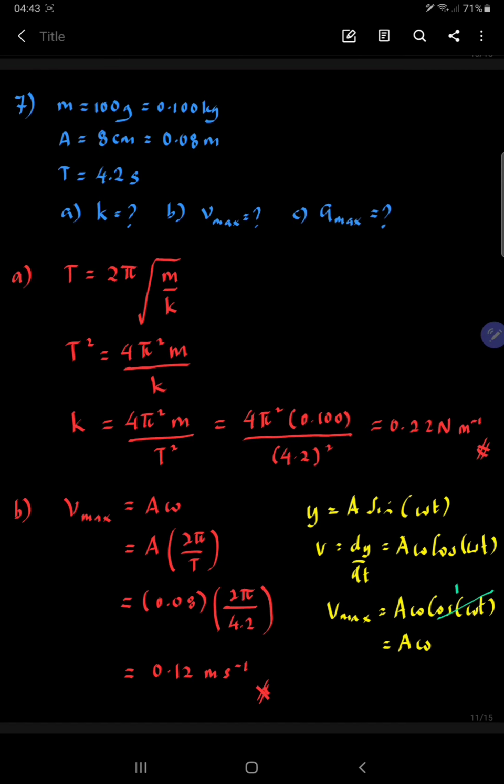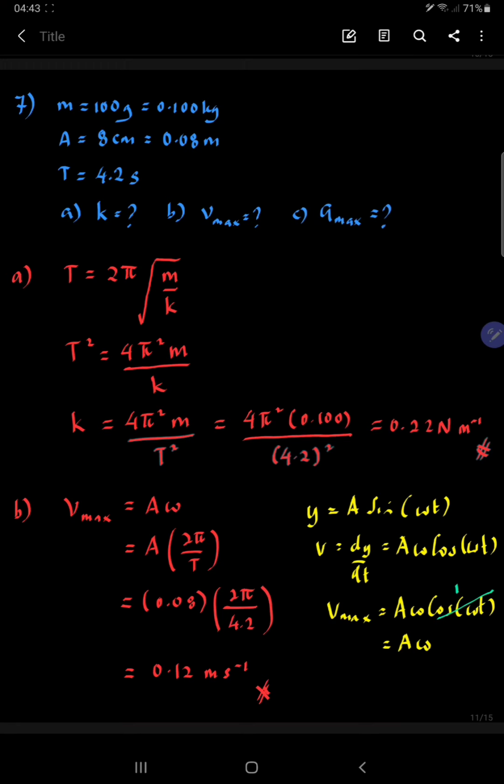So we are talking about a system involving a spring. The equation of period for any spring system is T equals 2 pi square root of m over k. By rearranging the equation, you will get this and this. So we just substitute all the values given. Mass given is 0.100 kilogram, and the period given is 4.2, giving you the answer, which is 0.22 Newton per meter.